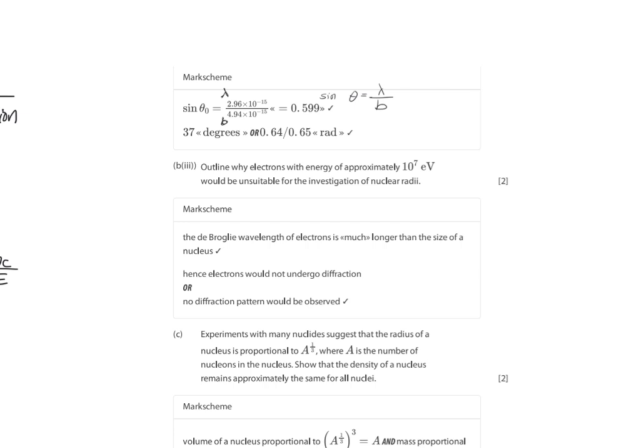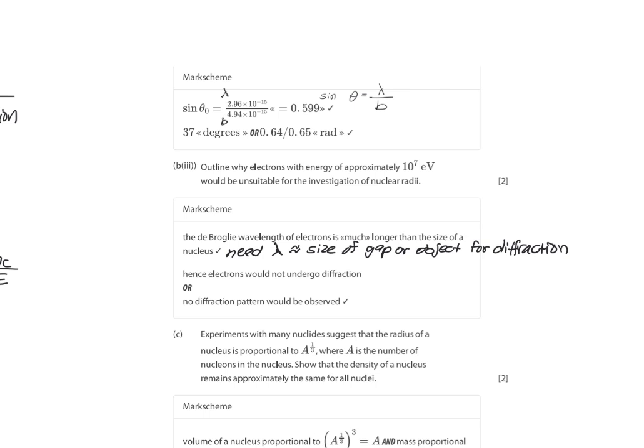B III wants to know why electrons with energy of approximately 10 to the 7 eV would be unsuitable for the investigation of nuclear radii. And the mark scheme says the de Broglie wavelength is much longer than the size of the nucleus. Why does that matter? Because to get diffraction, you need the wavelength to be roughly the size of the gap or object that you're diffracting through or around for diffraction to happen. So you would get no diffraction pattern.